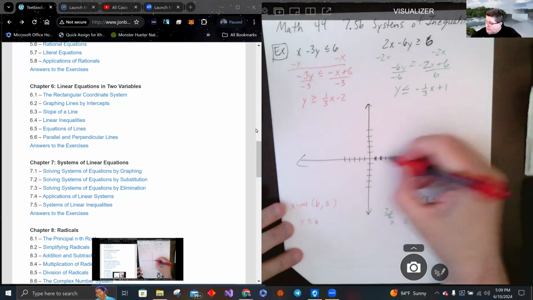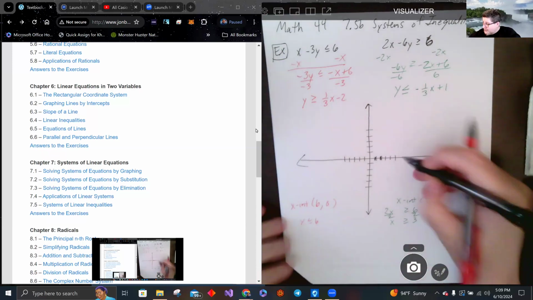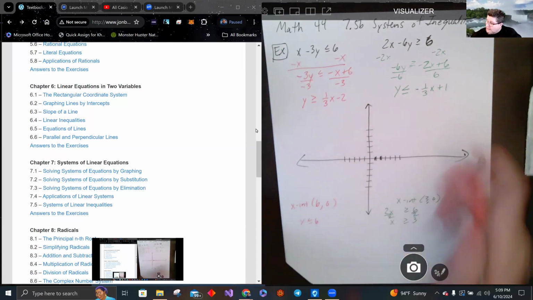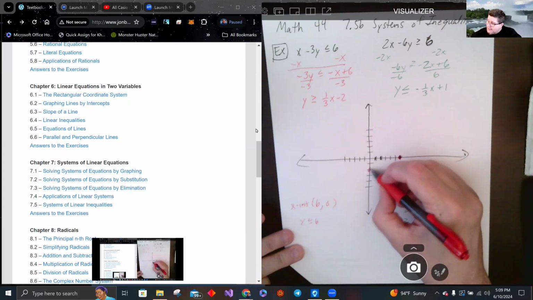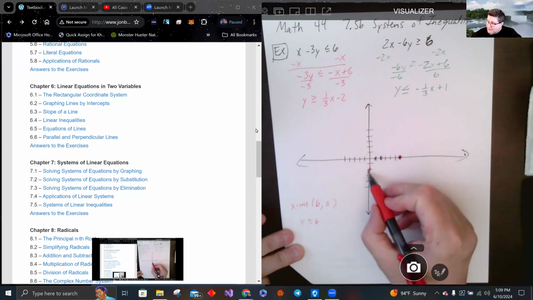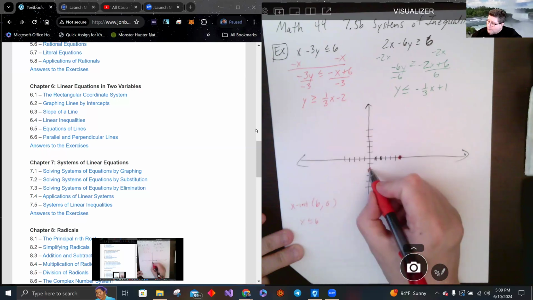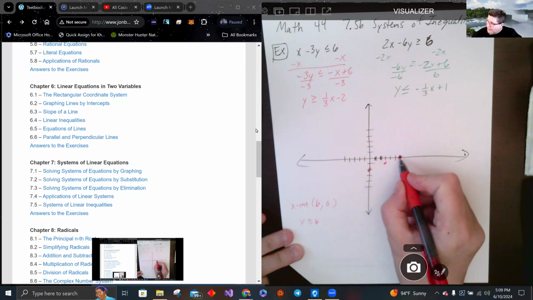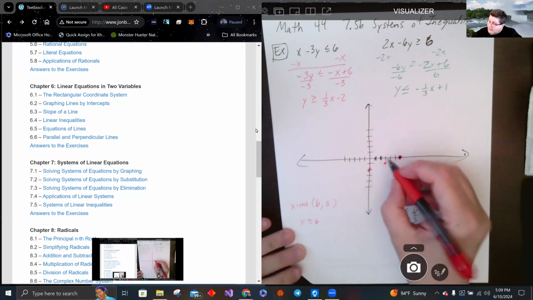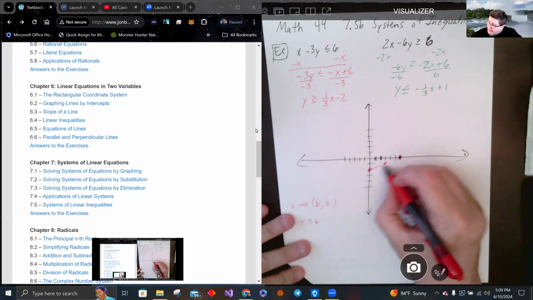So my red line goes, I need another dash here. 6, 0 is here, and 0, negative 2 is here. Does rise over run get me there? Up 1 over 3, up 1 over 3, it does. This is a solid line.